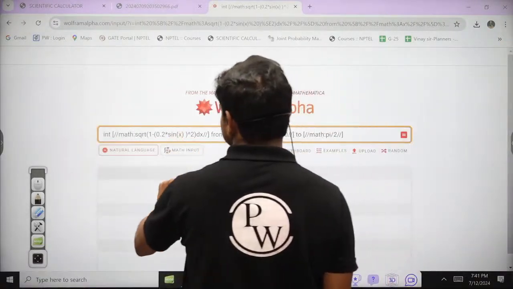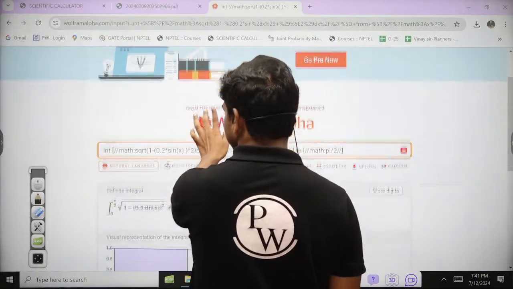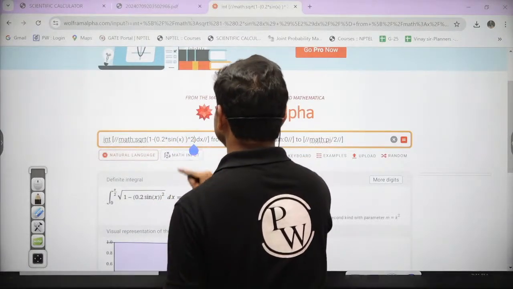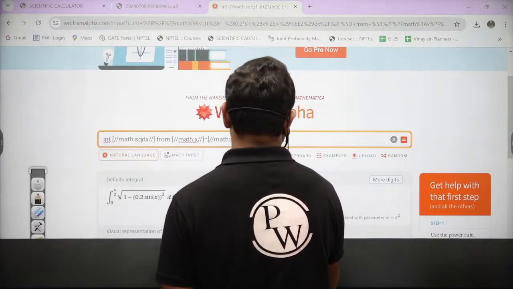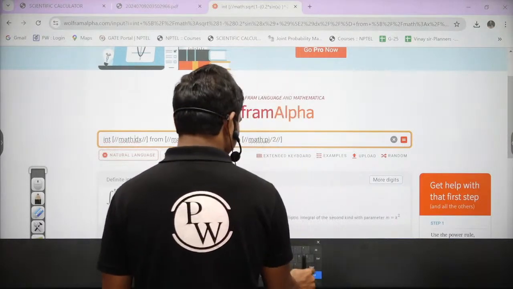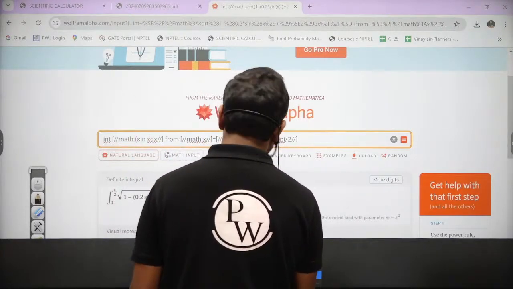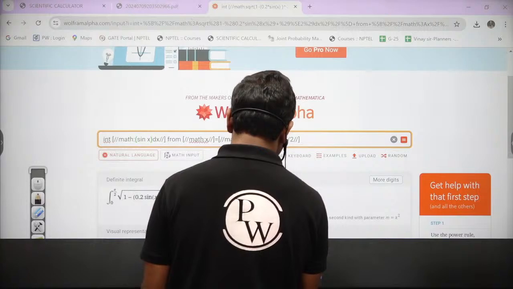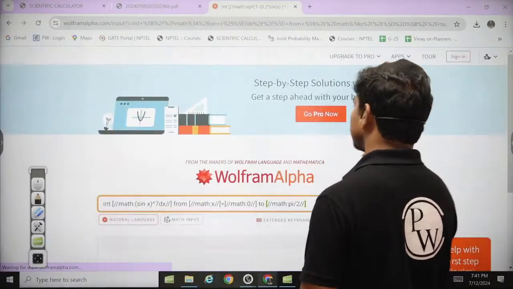Let's see if you modify this function a bit. Math root of 1 minus 0.2 x square. This is an elliptical integral basically. So let's see if you modify this function: integral sine x power 7. Integration limits are from 0 to pi by 2. Okay, good, so let's calculate this.